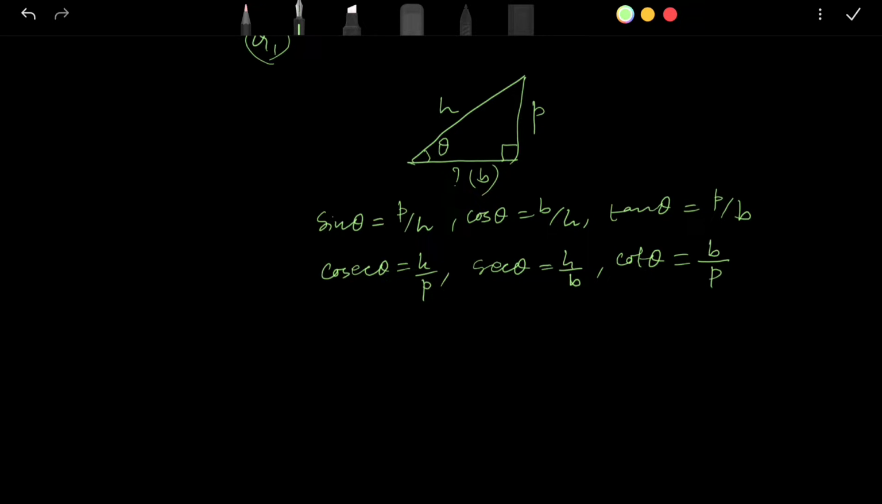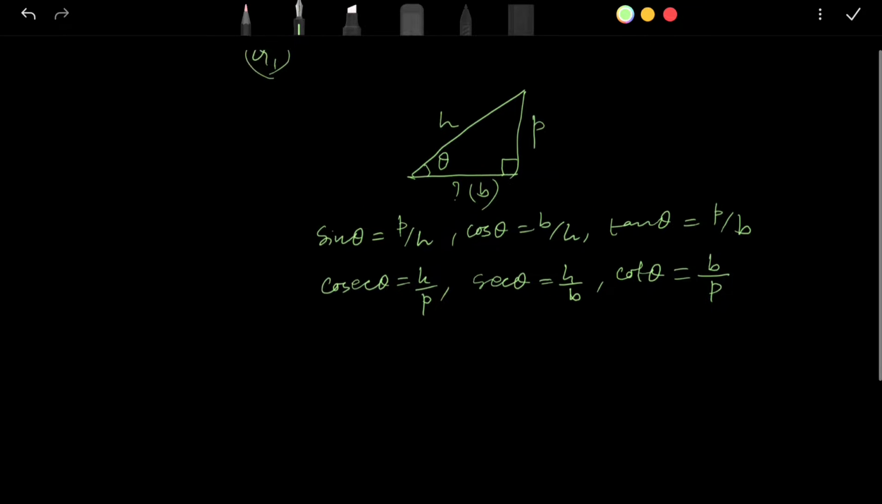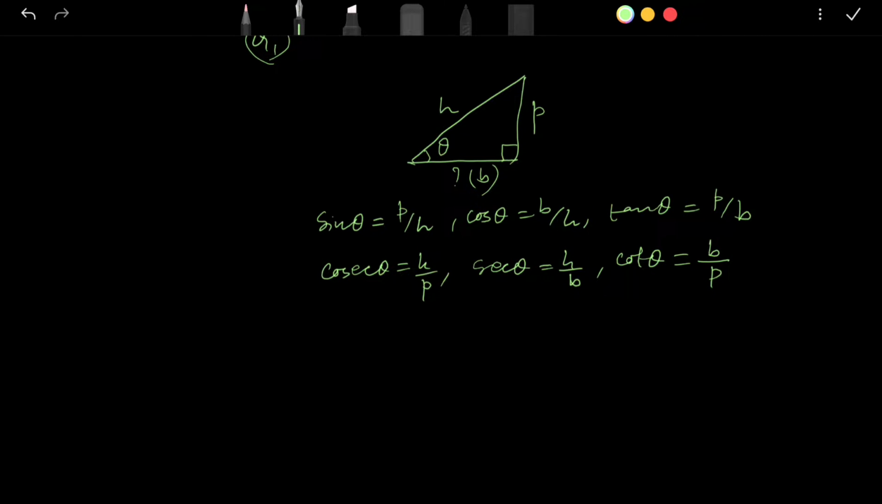Simply, I will help you use these trigonometric ratios to find unknown sides in real world problems. Real world problems are first transferred into triangles and different shapes. Especially we deal with right angle triangles when we talk about height and distance, and then we solve the problem accordingly using the concept of these trigonometric ratios. So let's see that.